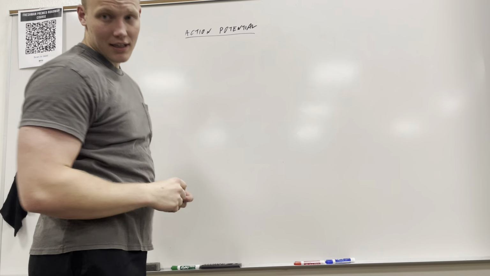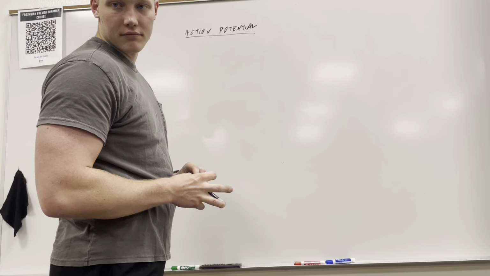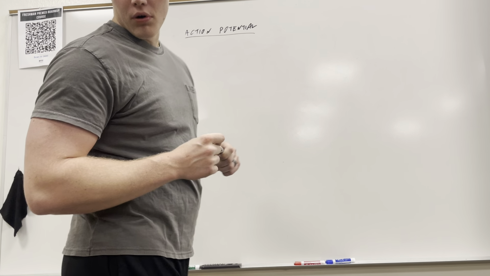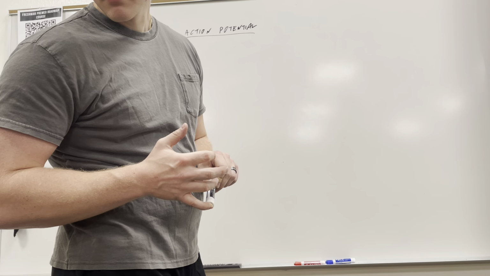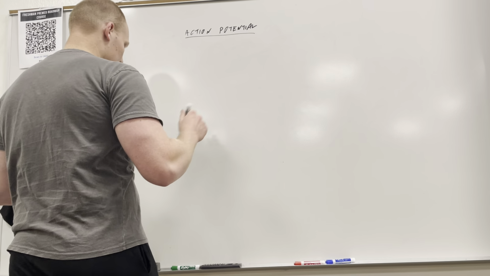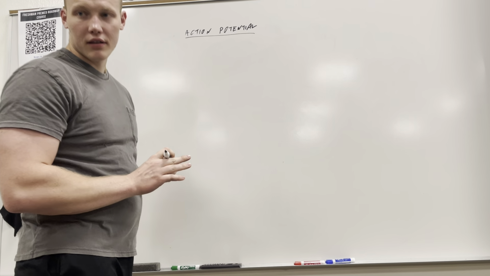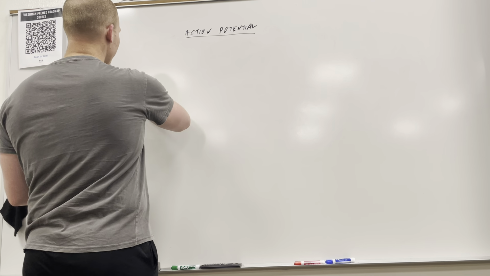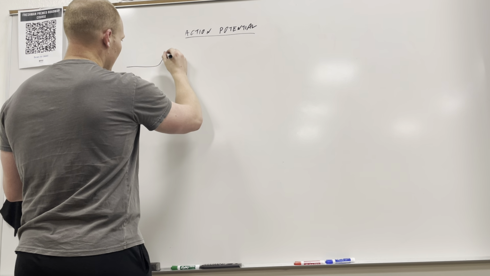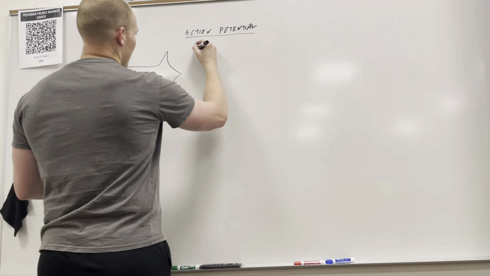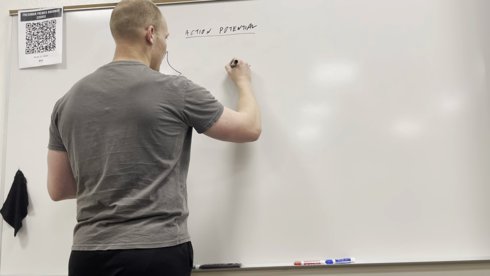And then the last thing, let's look at an example of an action potential in drawing. So we have a neuron. It comes down and it synapses with another neuron. So we'll have this one come out.